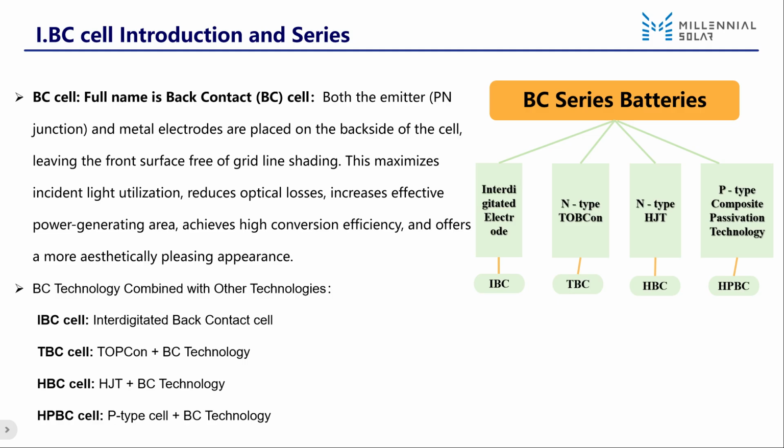Its improvement lies primarily in structural modifications, moving grid lines from the front to the back, enabling the stacking of additional cell layers and integration of different passivation techniques. For example, if combined with a tunnel oxide and polysilicon, it becomes a TBC cell. If amorphous silicon passivation is used, it is termed HBC. For p-type composite passivation technology, it is called HPBC. In summary, variations of BC cells are extensions based on different passivation methods.